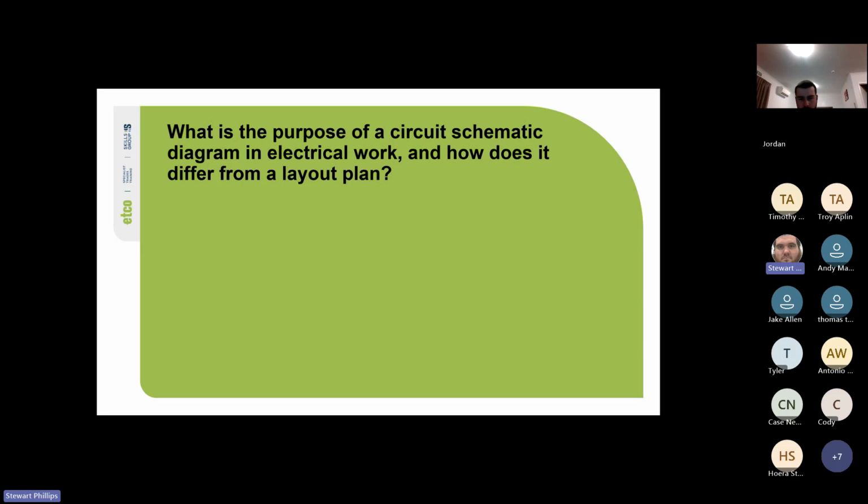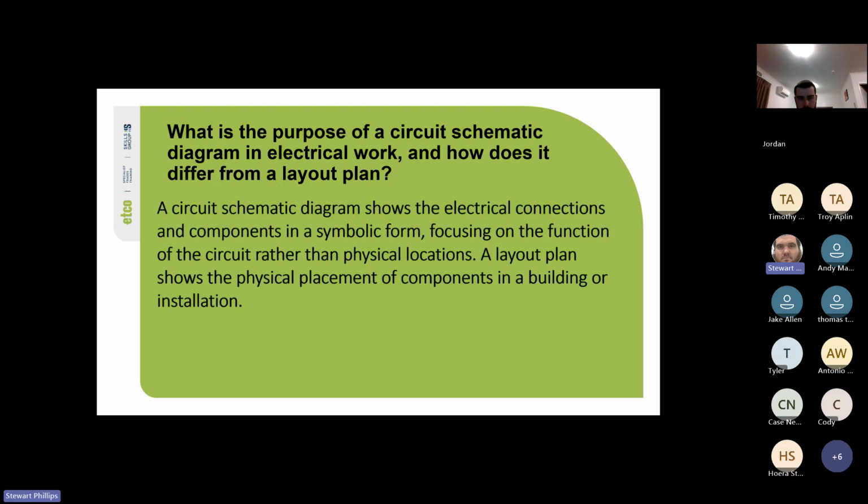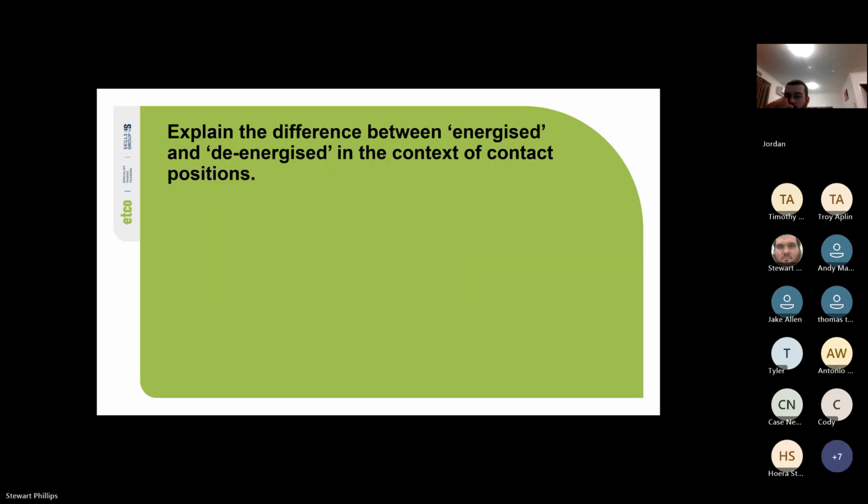So, the purpose of a circuit schematic diagram in electrical work, and how it differs from a layout diagram. A circuit schematic diagram shows the electrical connections and components in a symbolic form, focusing on the function of the circuit rather than physical locations. And a layout plan shows the physical placement of components in a building or an installation. Explain the difference between energized and de-energized in the context of contact position.